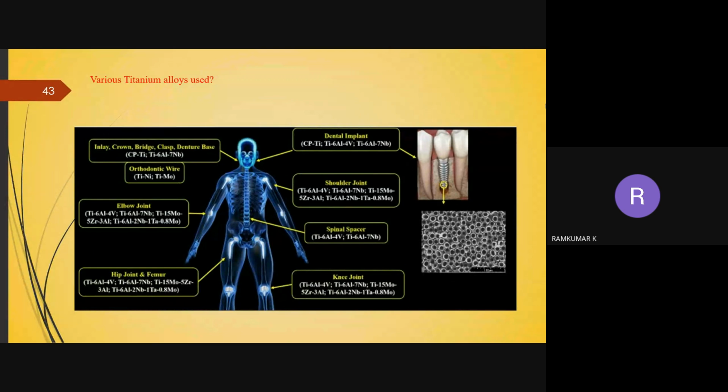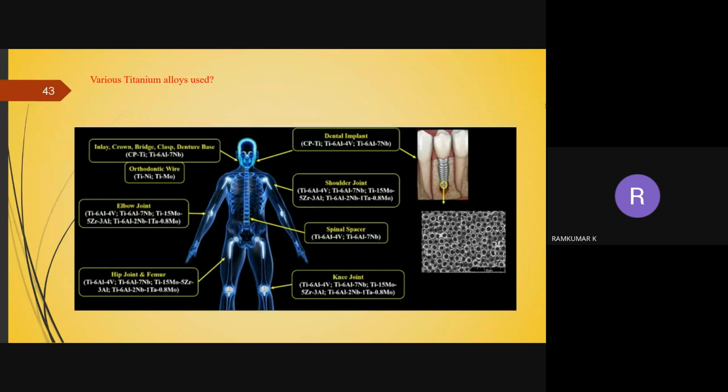What are the titanium alloys used in various areas? In the previous slide image like this, we have seen various metals which are used in the human body. This image shows various titanium materials which are used in the various parts of the human body. Here we can see the dental base and all. They are using titanium 6 aluminum 7 niobium.